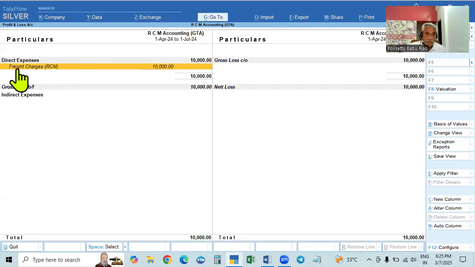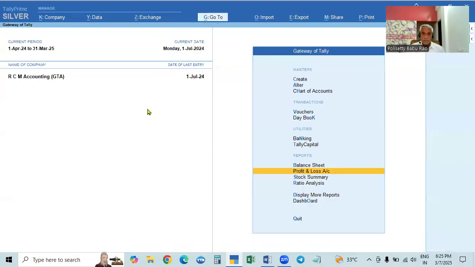So in the trading account, freight charges will be shown. Other freight charges for which RCM is not applicable, and any other service, even if freight charges are named in a different way, will come under indirect expenses, in the next voucher. Okay. So this is the balance sheet and profit and loss account.